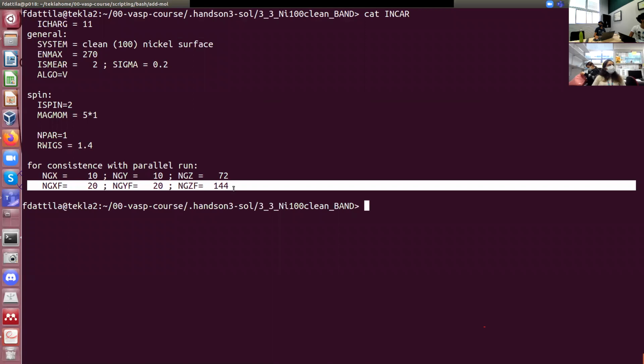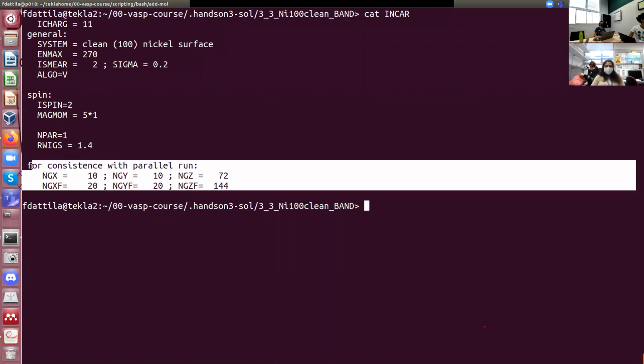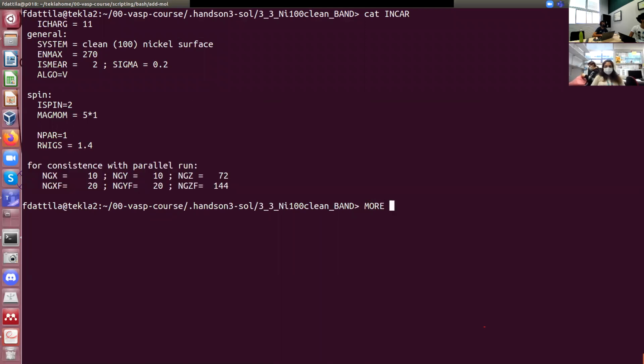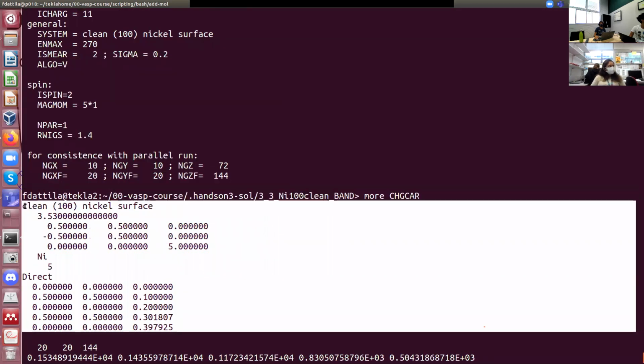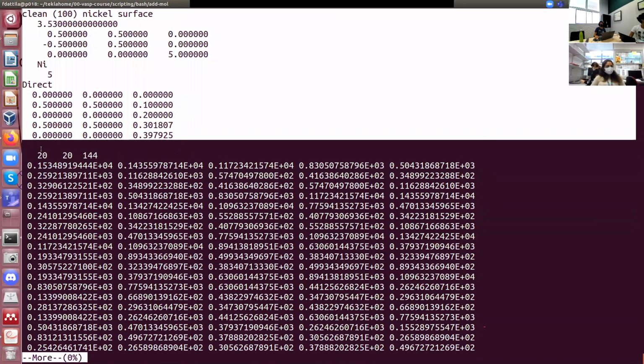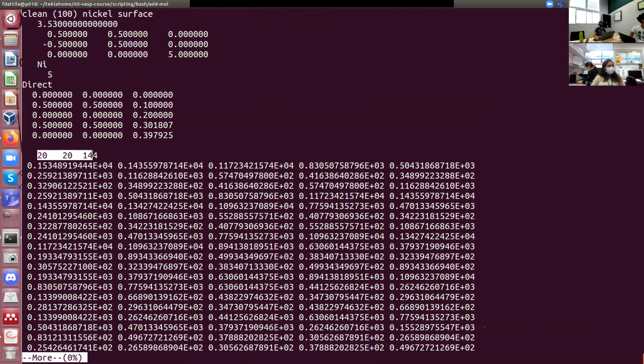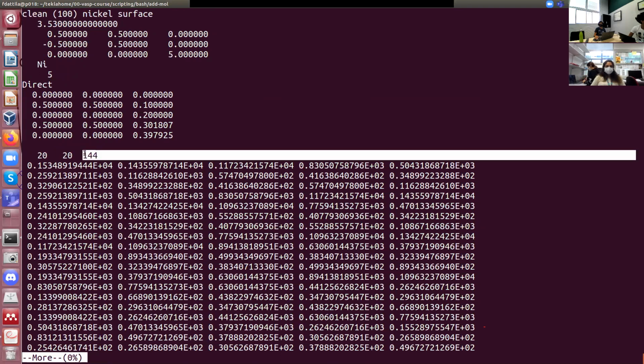And the simulation will fail, because these parameters simply help VASP to read properly this CHG card, which is taken from the 3.1. If you check online about how the CHG card is given, it is basically the CHGCAR, you just copy it, and then it tells you the division of the grid. So this is the discretization in the X direction, Y direction, and Z direction, and then there are all the points of the charge density, okay?